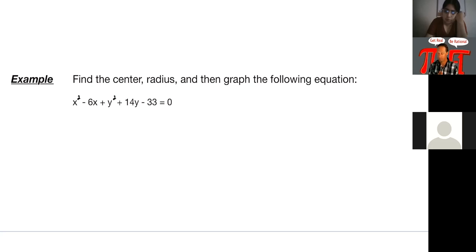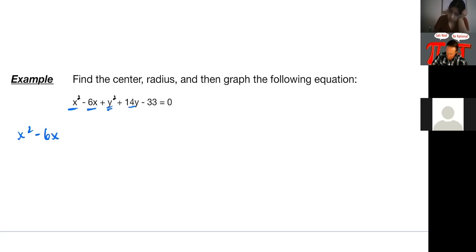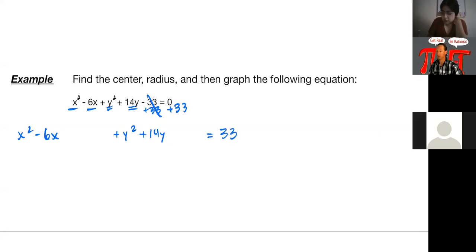Here we are. So what I'm going to start by doing is collecting all of the like things. So I'm going to put the x squared, the 6x, and then I'm going to take the y squared and the y. And then I'm going to take that 33 and I'm going to move it over, so that I can then start to complete the square. I'm going to go slow on this one just to remind you how to do that.